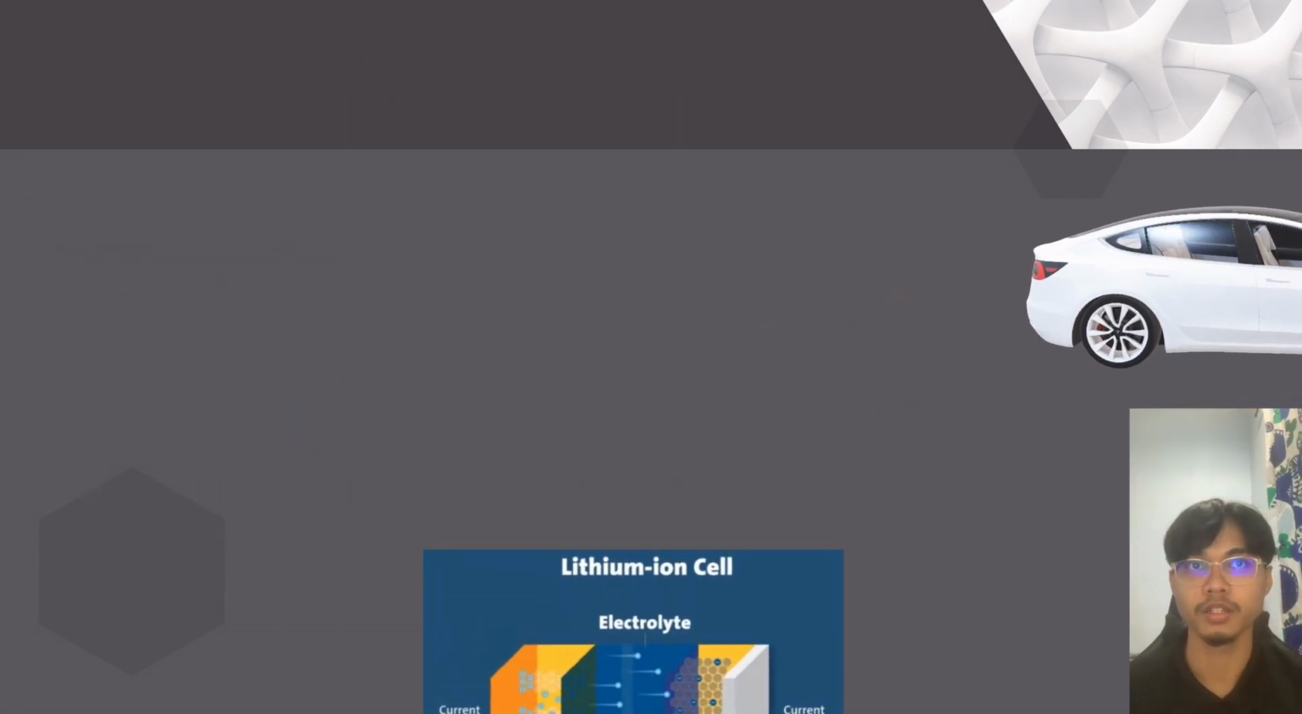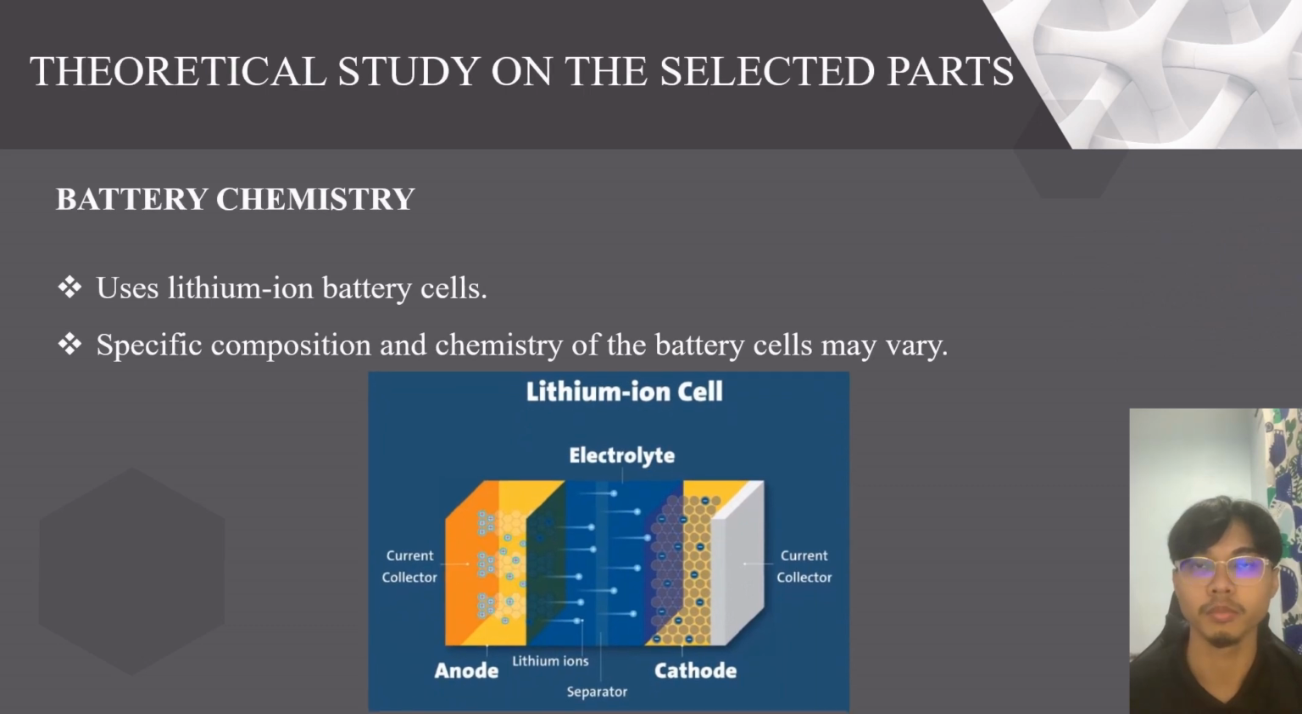The next slide is the theoretical study on the selected part. The Tesla Model 3's battery system is a key component of the electric vehicle, providing the energy required for propulsion. The Tesla Model 3 is equipped with a lithium-ion battery pack, which is the most common type of battery technology used in electric vehicles. The exact specification of the Model 3 battery may vary depending on the variant and the year of production, as Tesla continuously works on improving its battery technology.